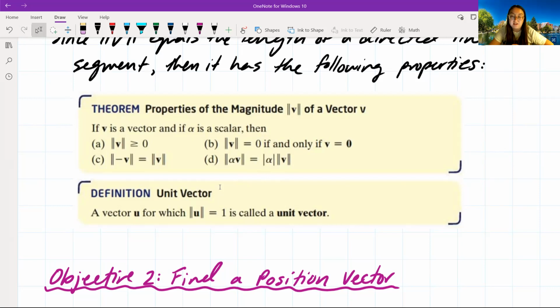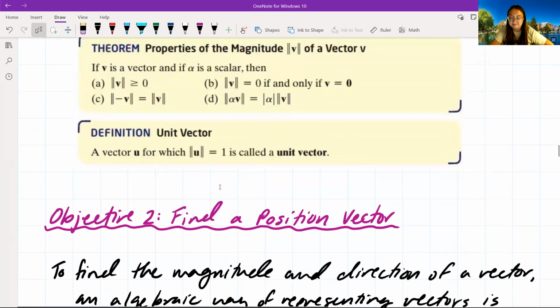Then we have the definition of a unit vector. A vector u for which the magnitude of u is equal to 1 is going to be called a unit vector. So we're going to need that very shortly here.